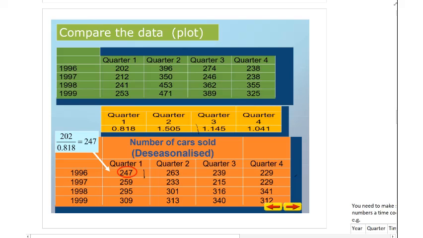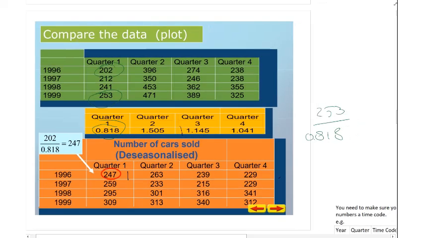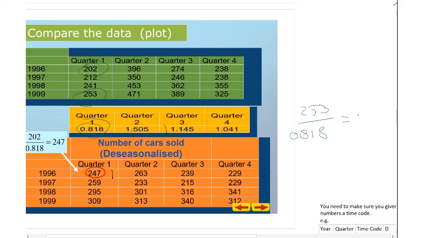Remember, our original figure was 202. So what we're going to do is go 202 divided by 0.818 because it's in quarter one, and I get 247. Then I'd go this one here, 253. So I'd go 253 divided by, it's still 0.818, and I would get an answer of 259. Oh, hang on, which one am I looking at? It'd be this one here, sorry. My answer would be 309.